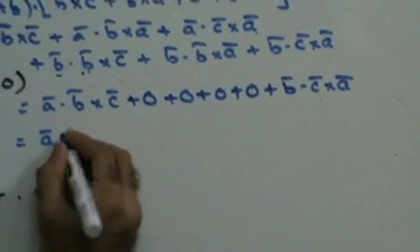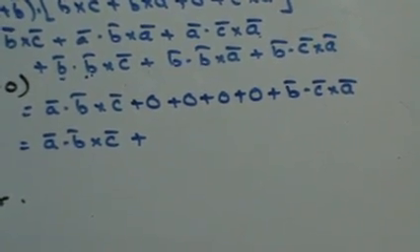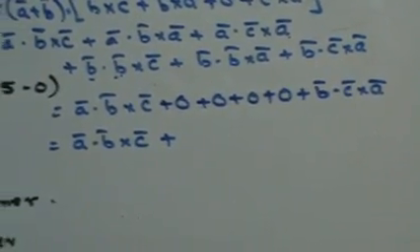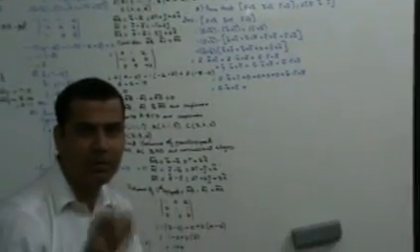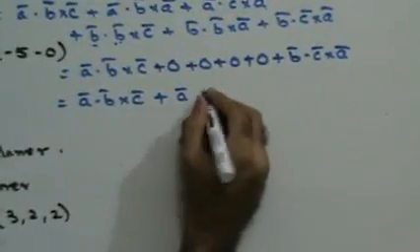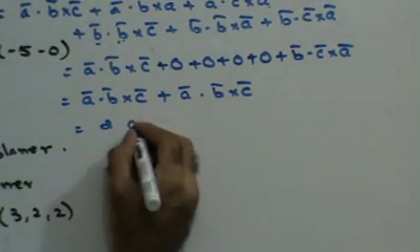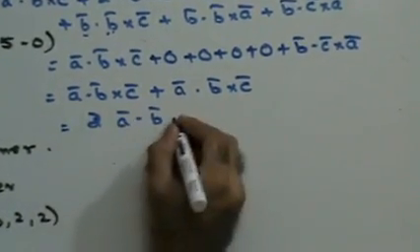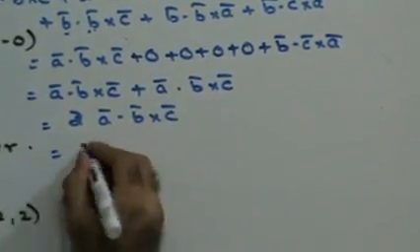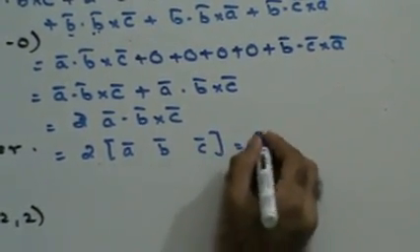This is A vector dot B vector cross C vector plus. Scalar triple product is a scalar product. Since it is a scalar product, I can write it in any order. It's not a vector product, therefore the order of arrangement is not important. So this B dot C cross A can be written as A dot B cross C, right, which is twice A dot B cross C, which can be written as twice A vector, B vector, C vector, which is my RHS.